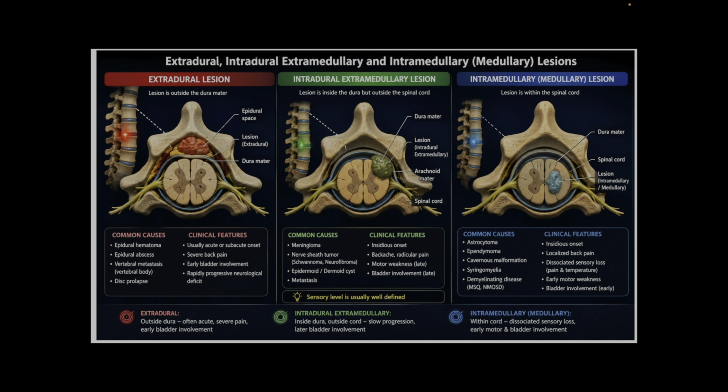So, summary: extradural lesions are outside the dura and usually present acutely with severe pain and early bladder dysfunction. Intradural extramedullary lesions are inside the dura but outside the cord, producing slowly progressive cord compression with a well-defined sensory level. Intramedullary lesions are in the spinal cord and cause dissociated sensory loss with early motor and bladder involvement.